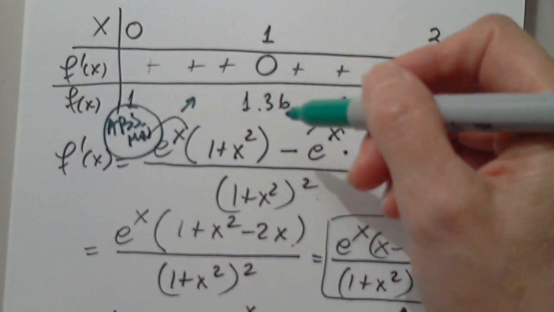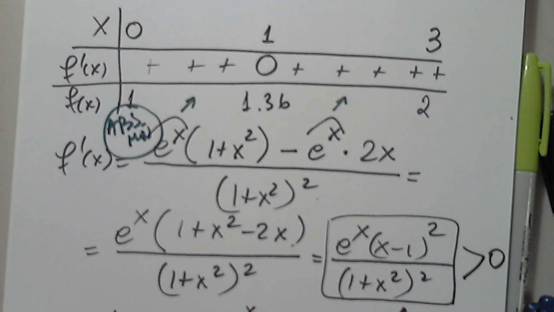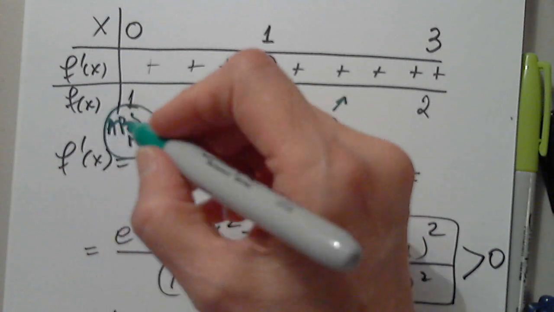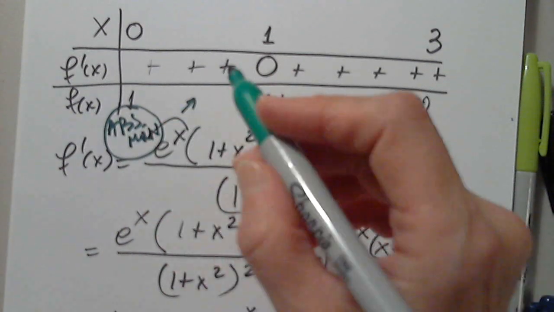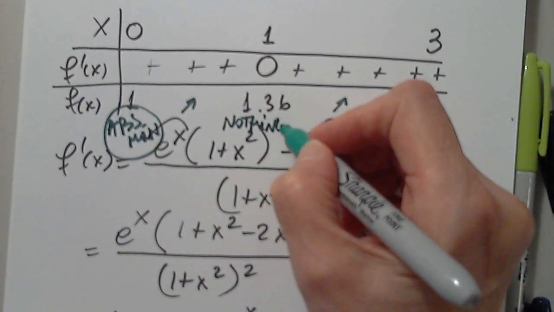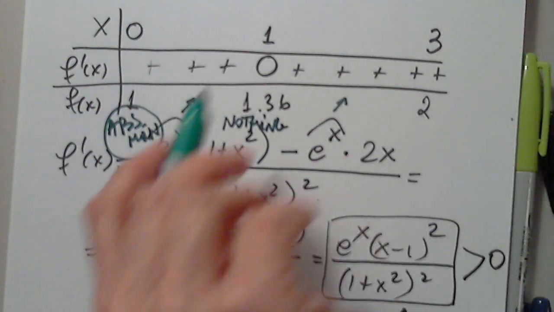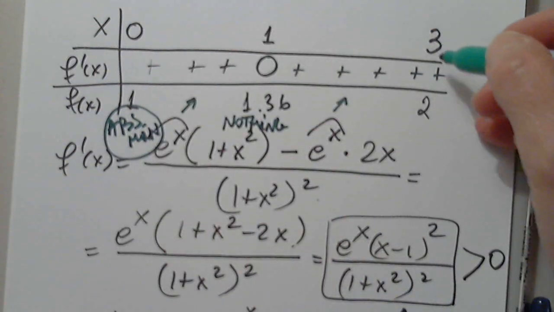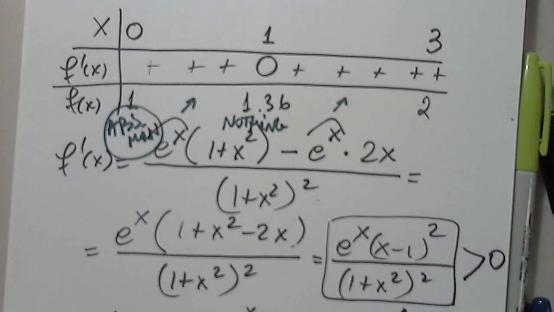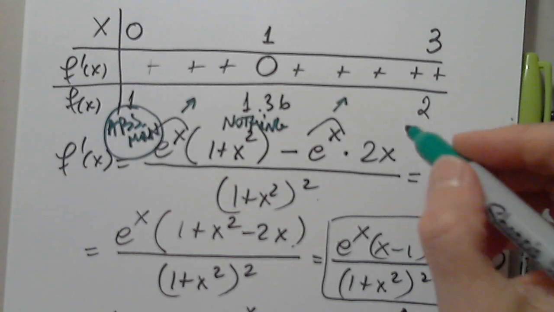What about (1, 1.36)? Is it anything? Nothing. Exactly, because the function goes right through it going up. What about (3, 2)? What type of point is (3, 2)? Absolute max.